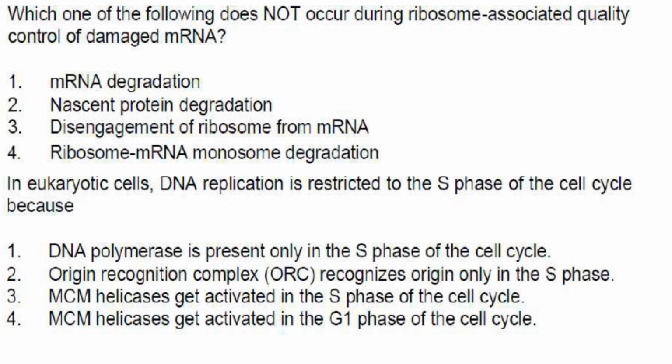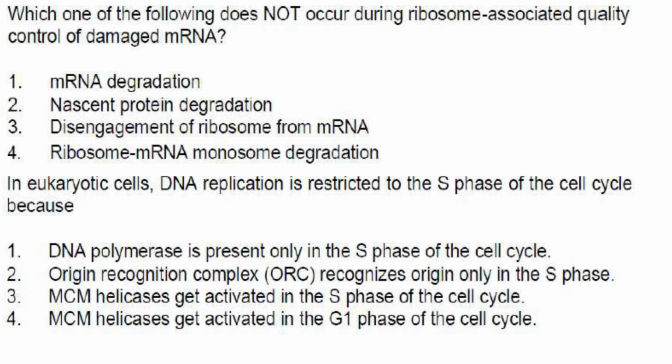Then next one. Which of the following does not occur during ribosome associated quality control of damaged mRNA? So what is this ribosome associated quality control of damaged mRNA? What is the damage that is happening in mRNA? So this happens in mRNA that do not have a stop codon. That is the damaged mRNA.